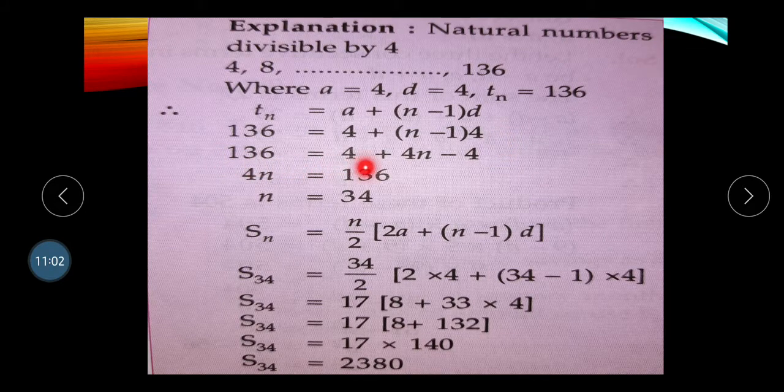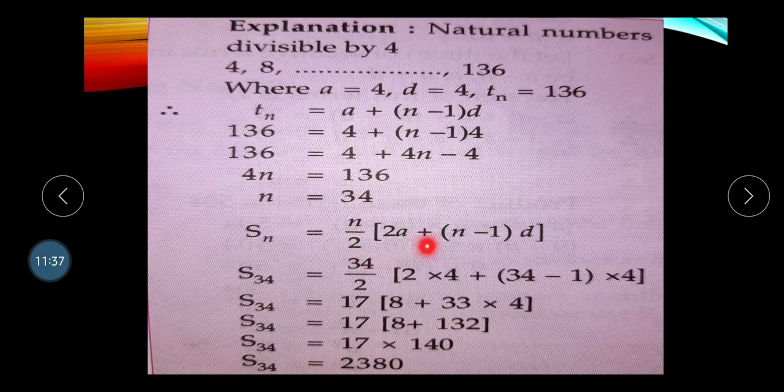136 equal to 4 plus 4n minus 4, as 4 ones are 4. So this 4 and this 4 get cancelled because same number and opposite sign becomes 0. So what remains over here? 136 and 4n. So we have written in a proper form 4n equal to 136. Dividing both sides by 4, we get 136 upon 4. So n is 34.